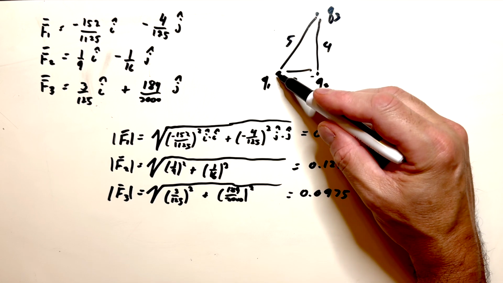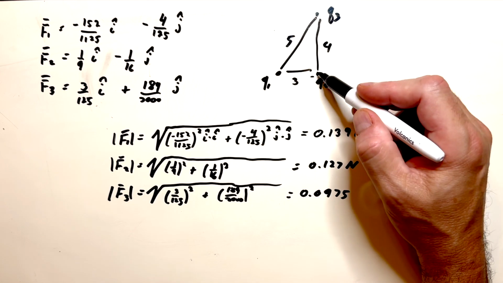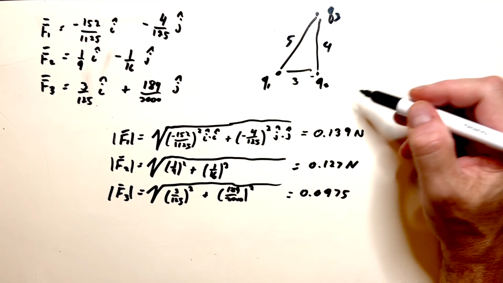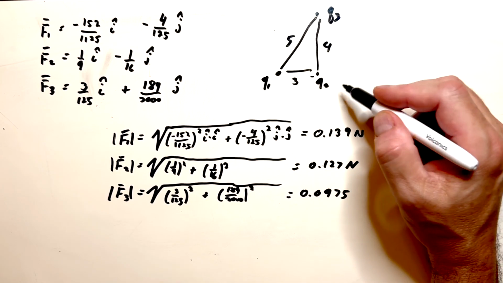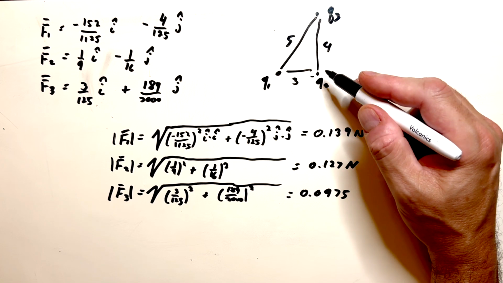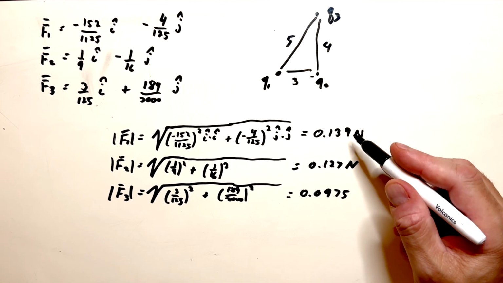Well, the force on 1 is larger than the force on 2 because force 1 has a charge that's 3 away and 5 away, whereas force 2 has a charge that's 3 away and 4 away. So the force on 2 should be bigger. And is that what we got? No, we got the opposite. Hopefully I didn't make a mistake here.